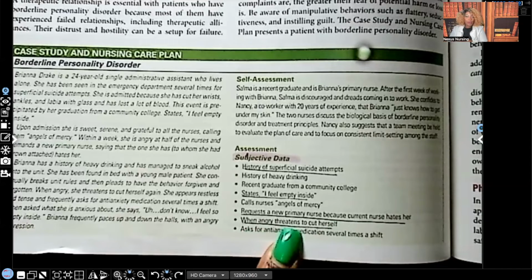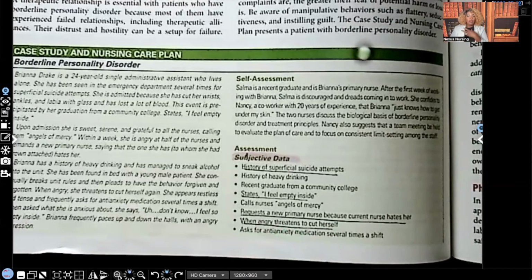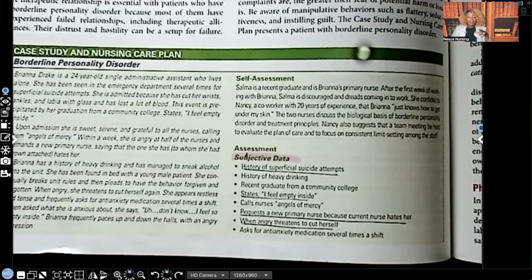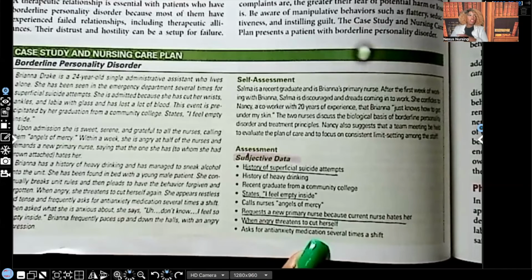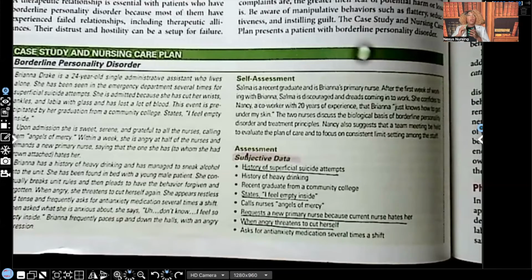When angry, they threaten to cut themselves. Why? That's a form of manipulation. They're trying to manipulate you to get you to do what they want. Asking for anti-anxiety medication several times on a shift. Remember, with this type of personality disorder, they tend to be dependent on chemicals.